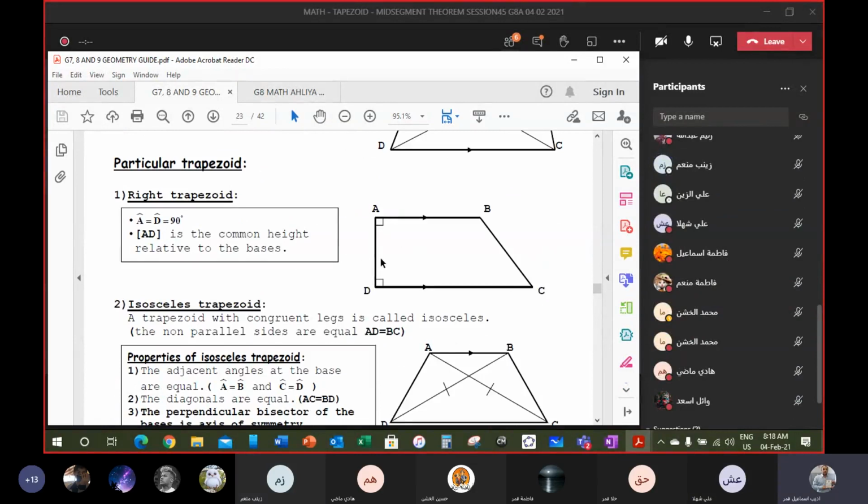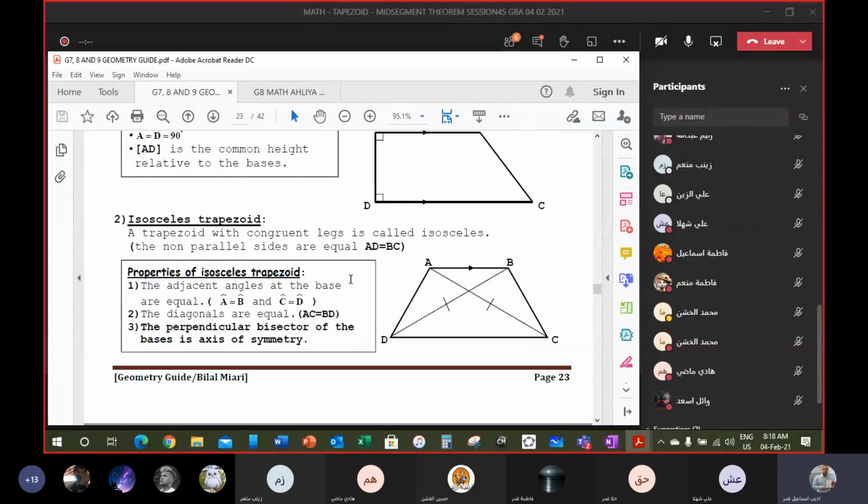It has two right angles here. A and D are 90, and AD is the common height relative to the bases. Okay, and AD is the height relative to the base AB, and AD is the height relative to the base DC. Isosceles trapezoid. A trapezoid with congruent legs is called isosceles. Here we have in this trapezoid AD is equal to BC. Then this trapezoid is an isosceles, or the non-parallel sides are equal.